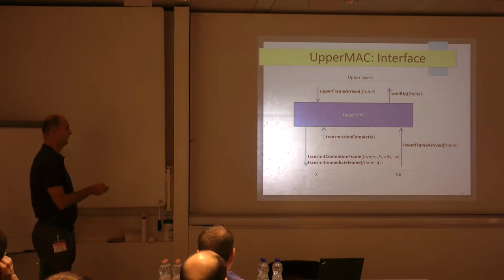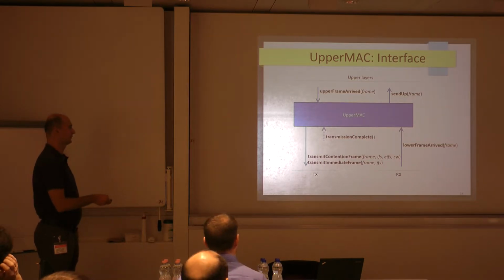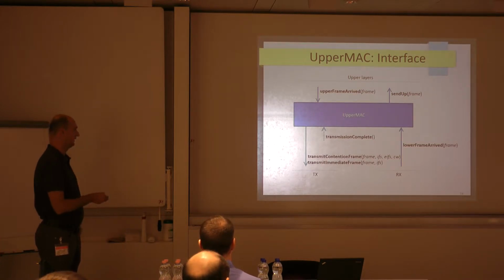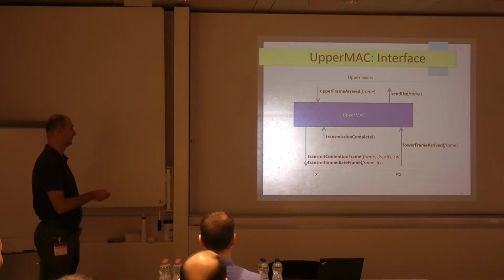And then, on the other hand, it receives those frames from lower layers, from the reception process, and then it can do 2 things. It can transmit a contention frame, or transmit an immediate frame. That's it.